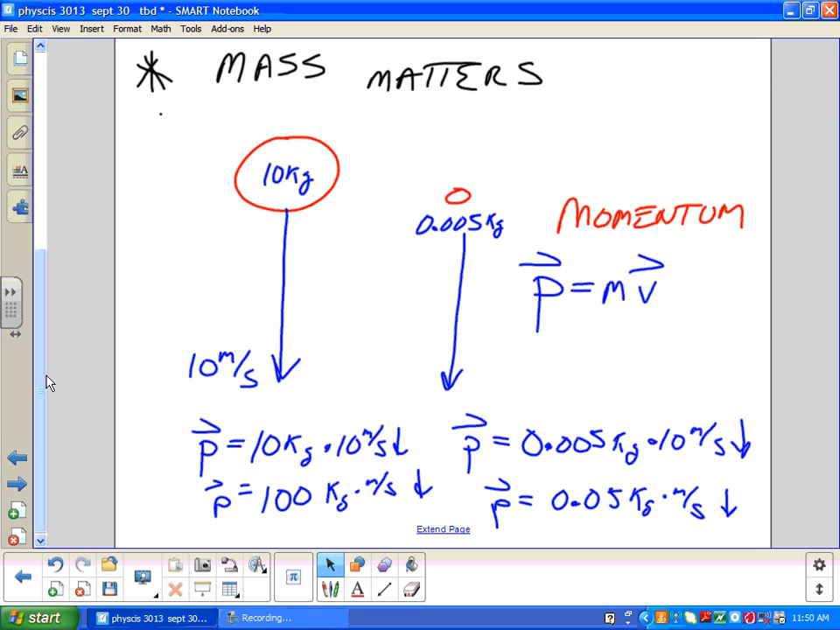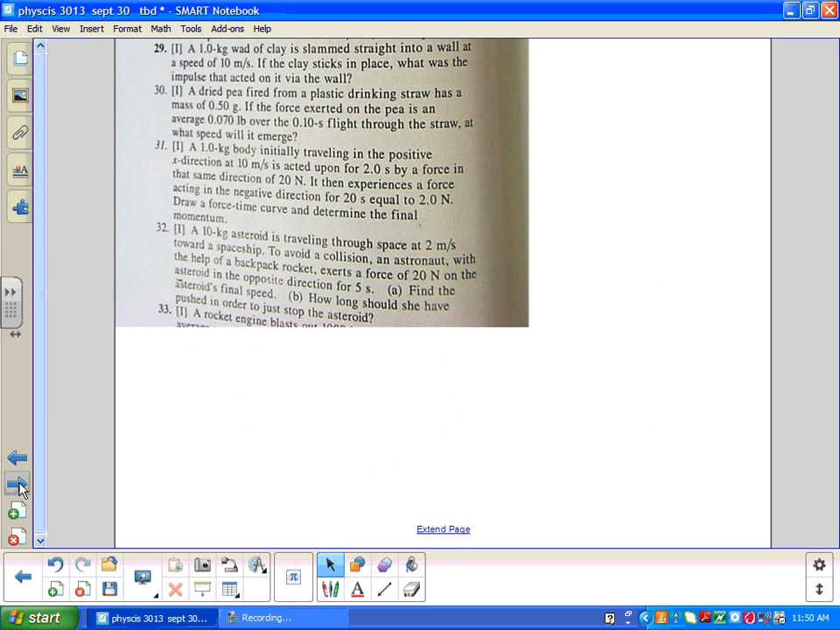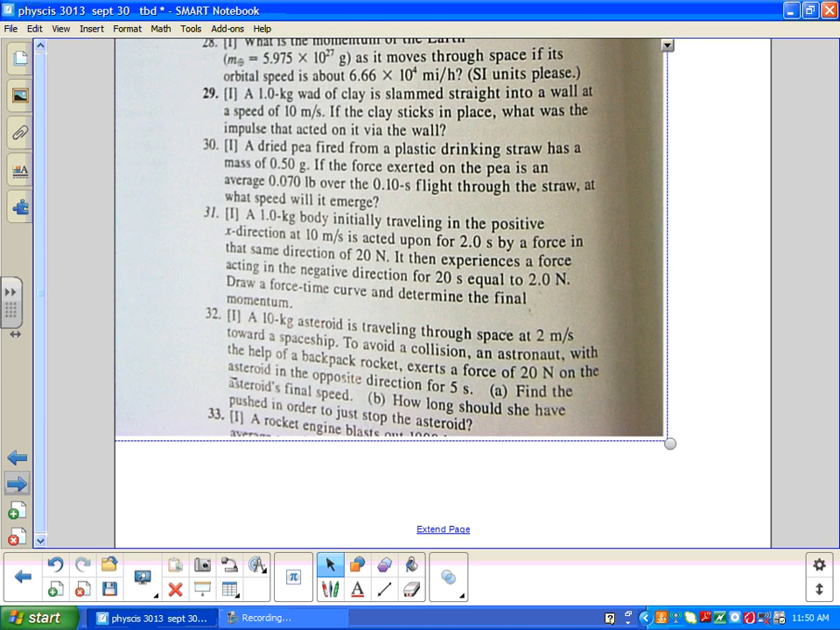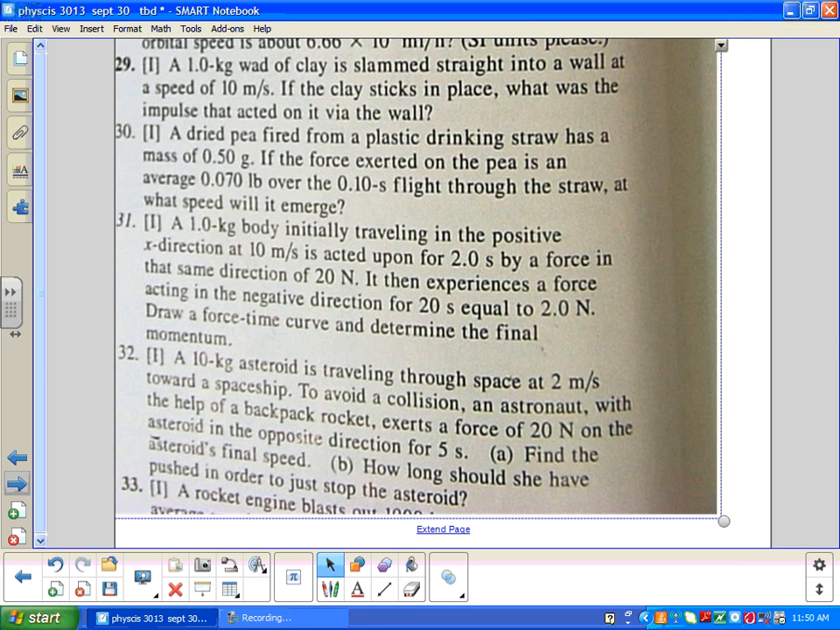So one of your homework problems was slapping a piece of clay against the wall, right? I know, it was ages ago. That's why I wanted to call it up. So, long ago, in 29: A 1 kilogram wad of clay is slammed straight into a wall at a speed of 10 meters per second. If the clay sticks in place, what was the impulse that acted on it via the wall? Now, impulse is the change in momentum. All right, I should find that before we talk about this.